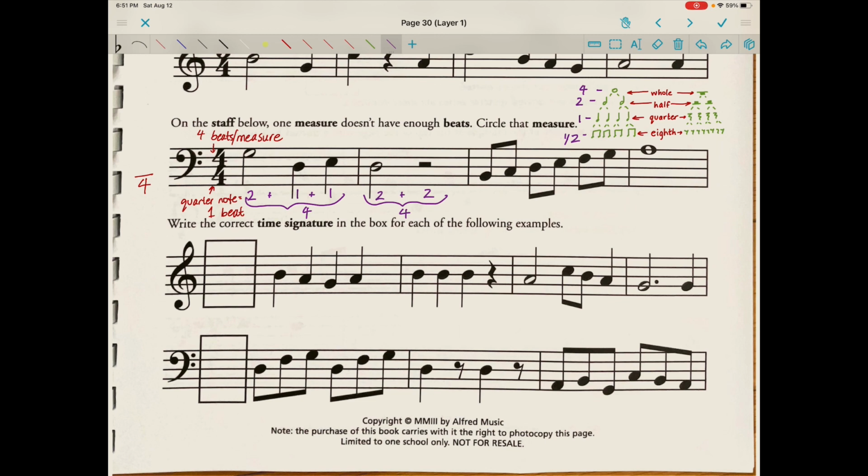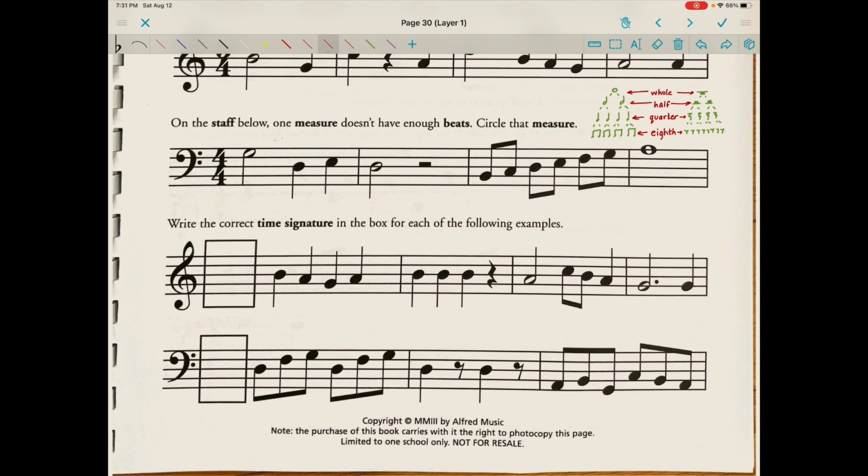Now we have 3 pairs of eighth notes. Each pair is worth 1 beat, so 1 plus 1 plus 1. Even though there are 6 note values in that measure, it's still only worth 3. So that's actually going to be our culprit right there. That's our measure, it's not worth enough. And then we have 1 whole note. Even though it's only 1 note value, it's worth 4 beats all by itself, so it's held for 4 beats.